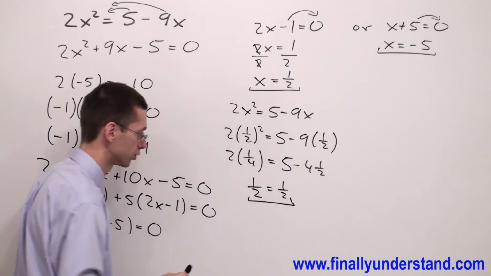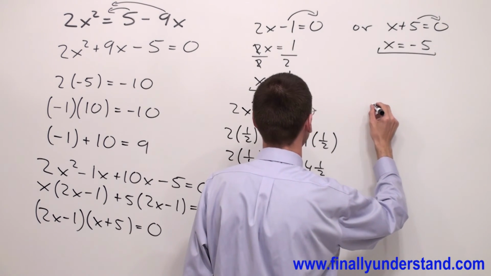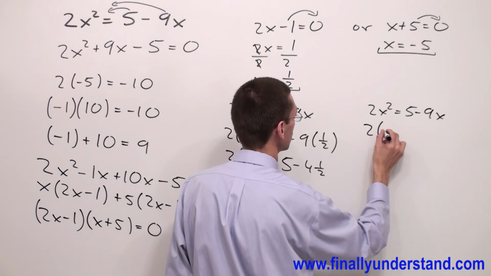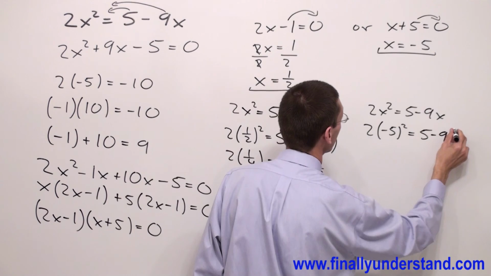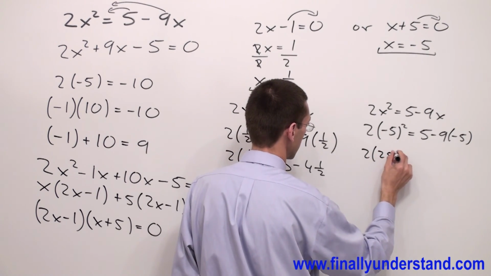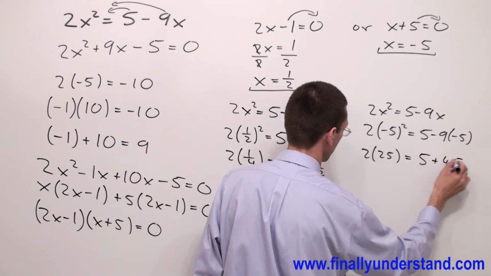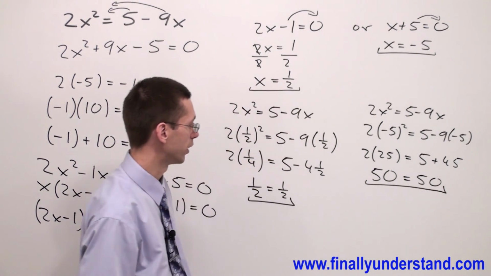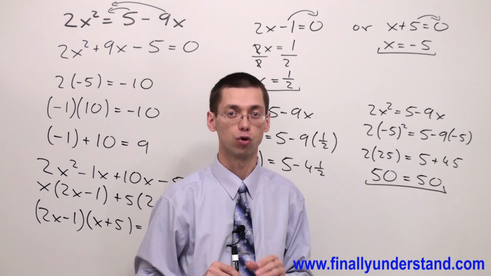As you can see, the left side of my equation is equal to the right side, so I can say this answer is correct. Let's check the next one. We have again the original equation 2x squared is equal to 5 minus 9x, and I have 2 times negative 5 to the second power is equal to 5 minus 9 times negative 5. I have 2 times 25 equals 5. Negative times negative gives me positive, plus 45. 2 times 25 is equal to 50, equals 50. So you can see again, the left side of my equation is equal to the right side. So I just proved that these two values of x are the correct solutions to my problem.